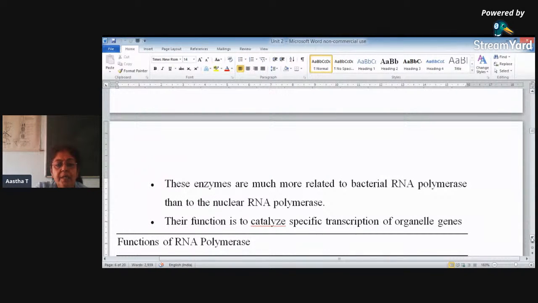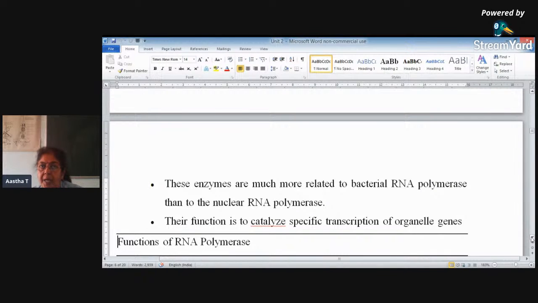These enzymes are more closely related to bacterial RNA polymerases than to the nuclear RNA polymerases. पण 4 and 5 यांचं मॅच जास्त करून बॅक्टेरियल RNA पॉलिमरेजची आहे. न्यूक्लिअर म्हणजे RNA पॉलिमरेज 1, 2, 3 बरोबर ते खूप काही मॅच होत नाही. So their main function is to catalyze the transcription of genes in various organelles.